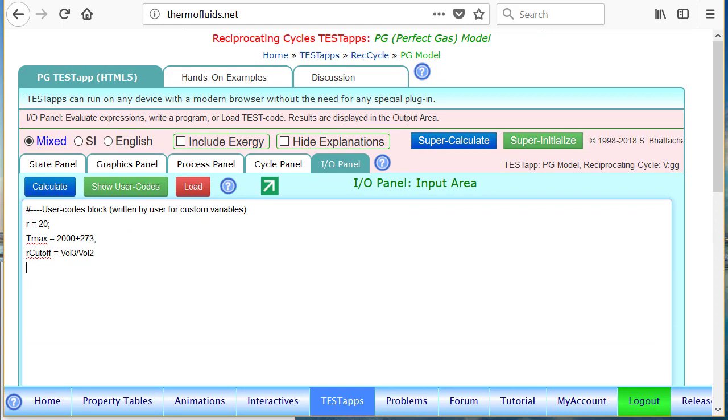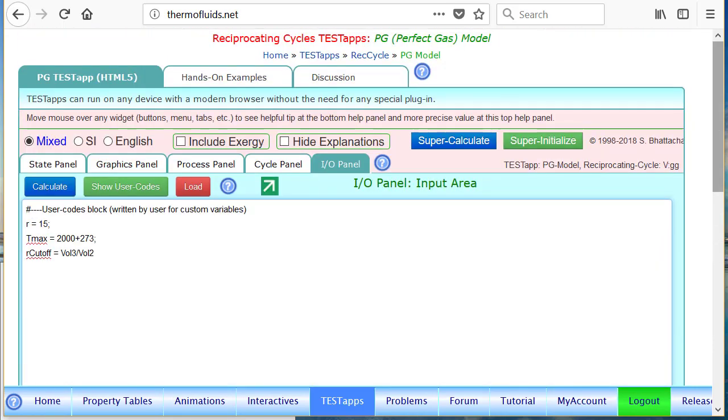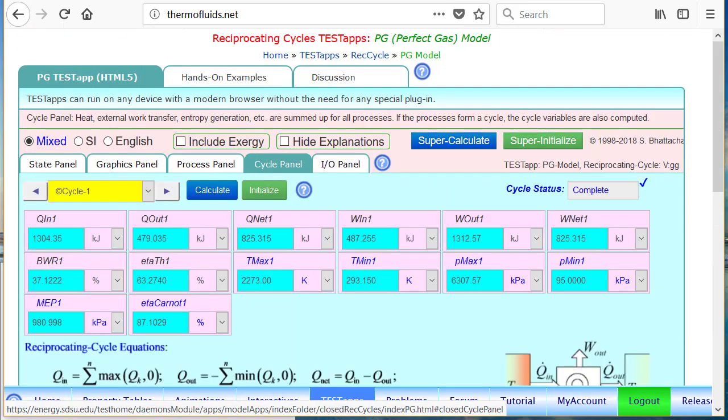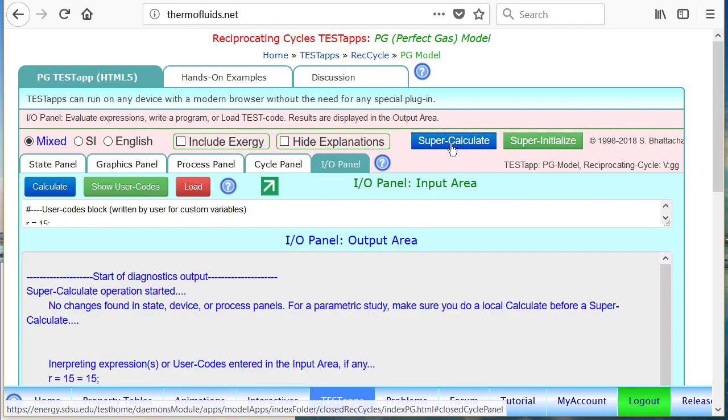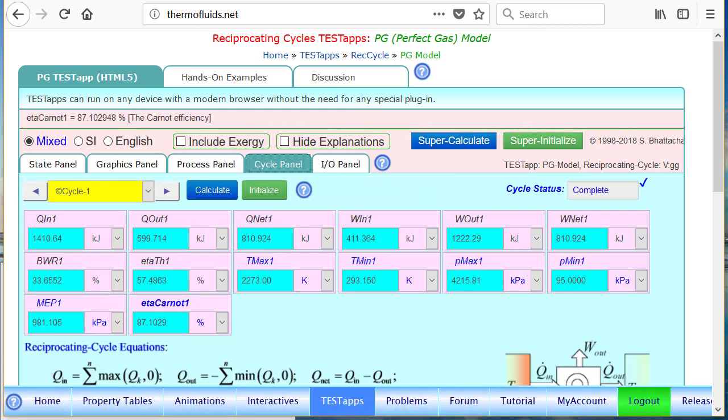So suppose the question is what will happen if the compression ratio is not 20. Suppose we reduce it to 15. Well, it's so simple. We can just say calculate to register the change, make sure we didn't make any mistake, and let's remember to write down what the efficiency is right now. It's 63.27%. So if I do a super calculate, you will see efficiency will surely go down. It became 57%. So you can see how sensitive efficiency is to the compression ratio of a reciprocating cycle.